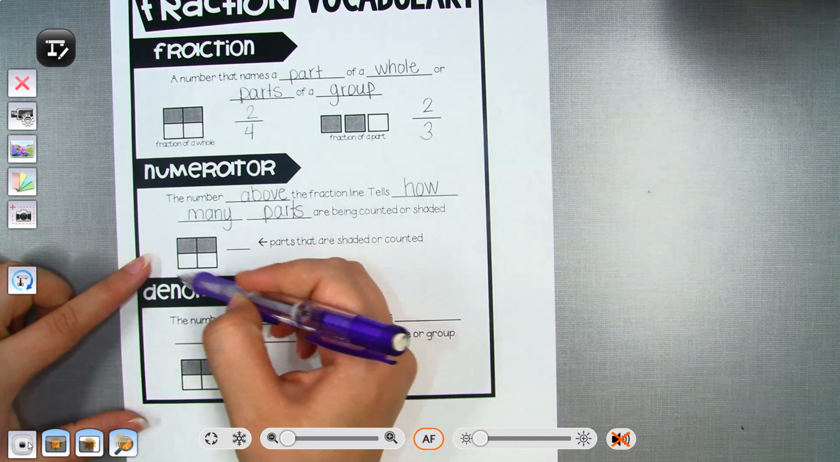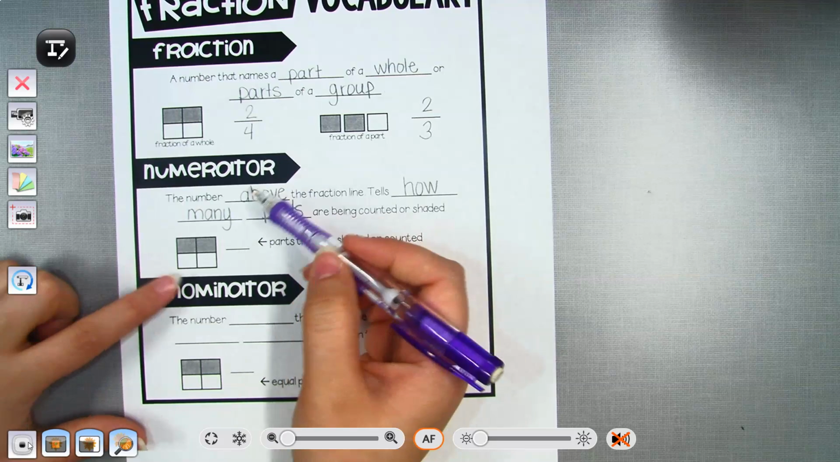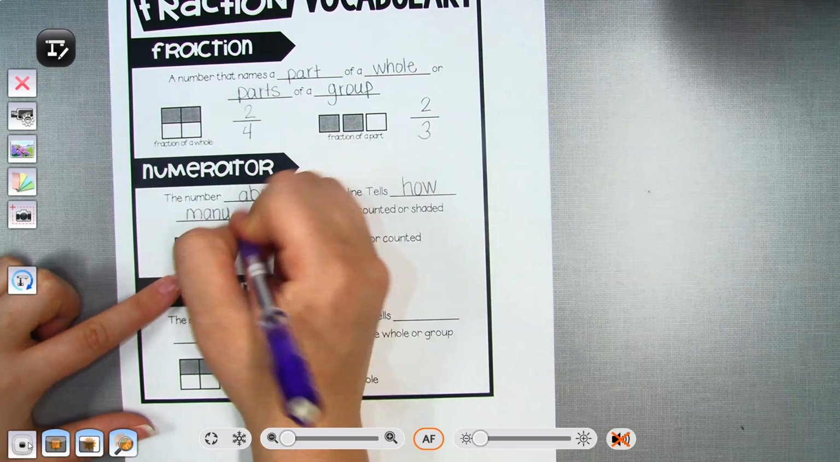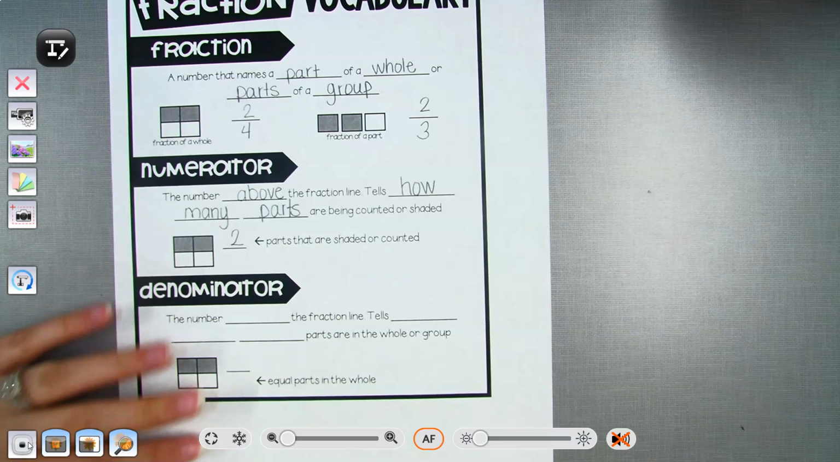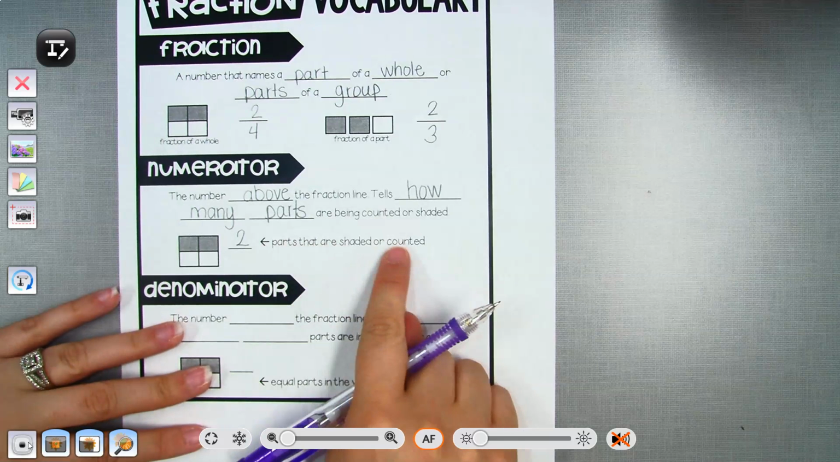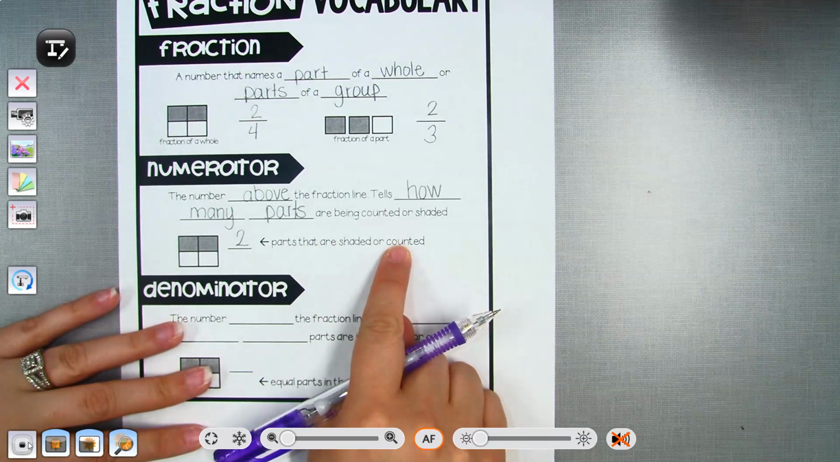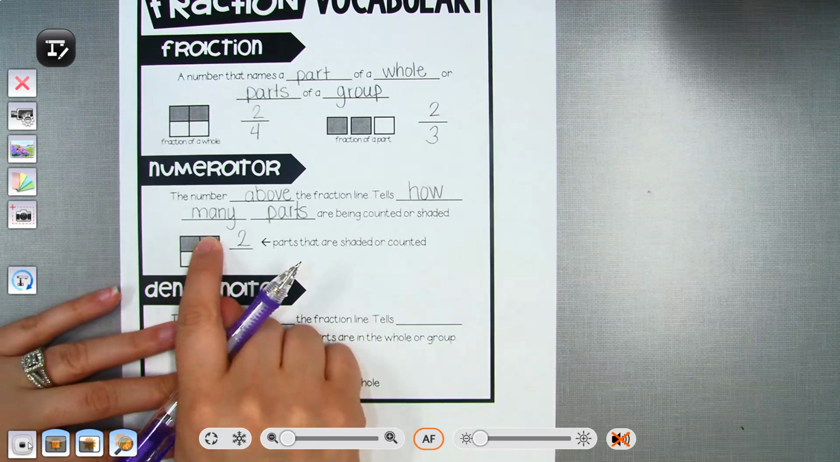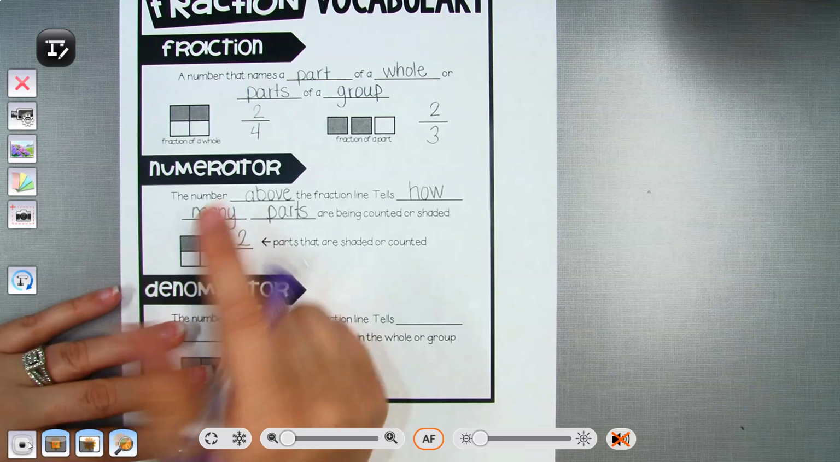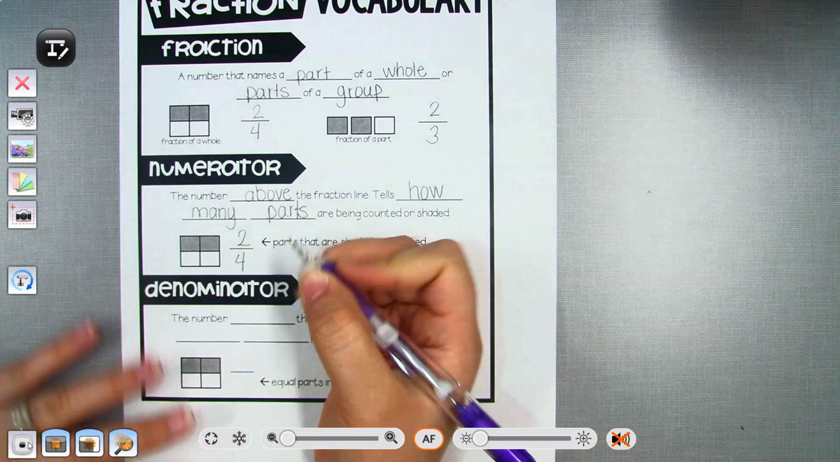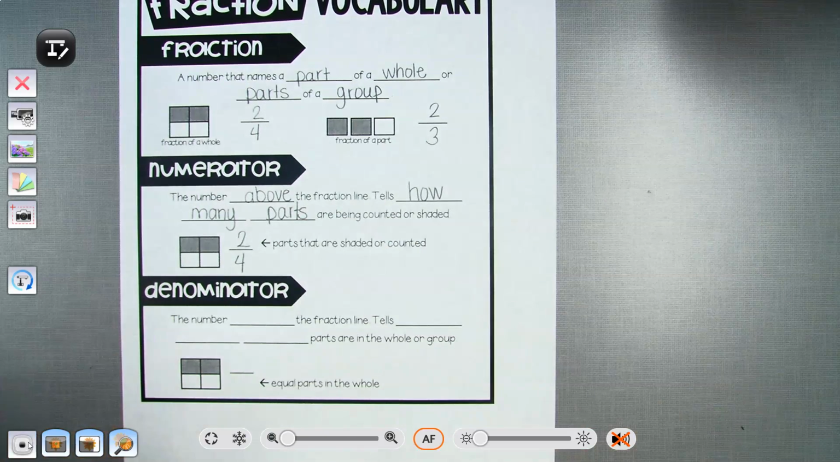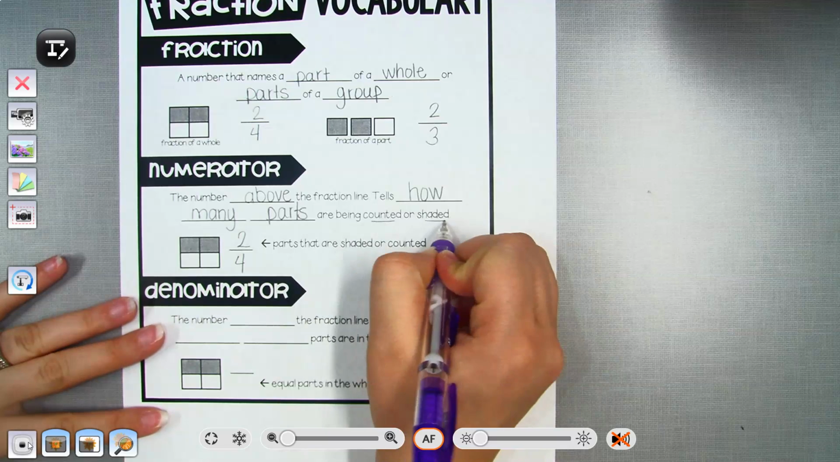So let's look at our example. Here I have 1, 2 that are shaded. So parts that are shaded or counted. Or if I said he ate 2 pieces of the cookie, 1, 2, out of 1, 2, 3, 4. So this top is called a numerator. That's going to tell us how many parts are being counted or shaded.